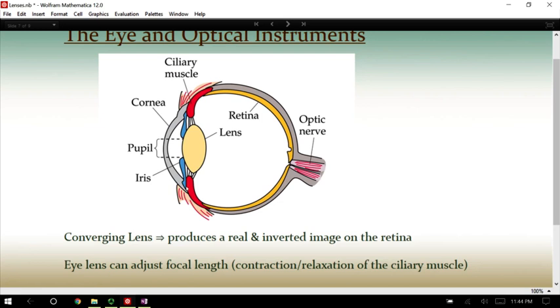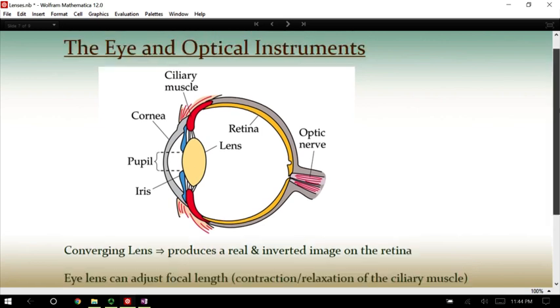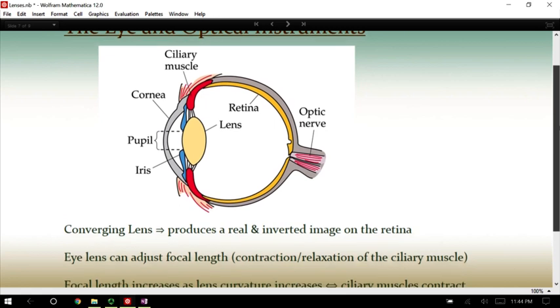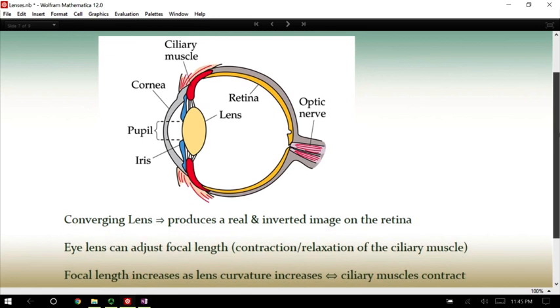These muscles over here, when the muscles stretch, they actually pull the lens out. As it pulls the lens out, you can see that the lens becomes less bulging. And if these relax, then the lens becomes more bulging and hence more converging. Okay. So then the focal length increases as lens curvature increases, which means the ciliary muscles then contract.